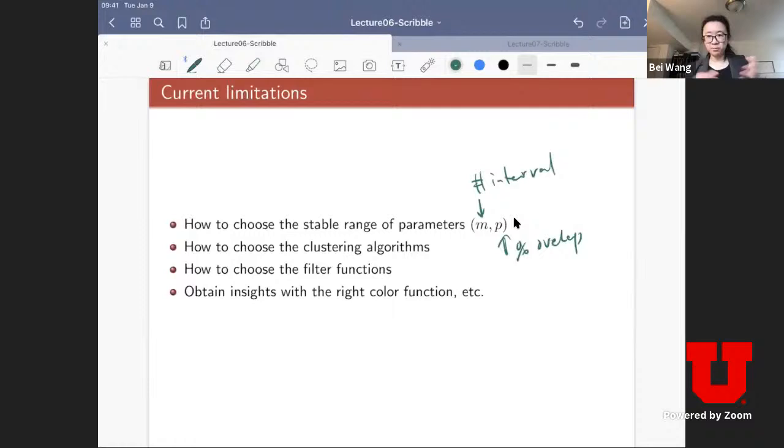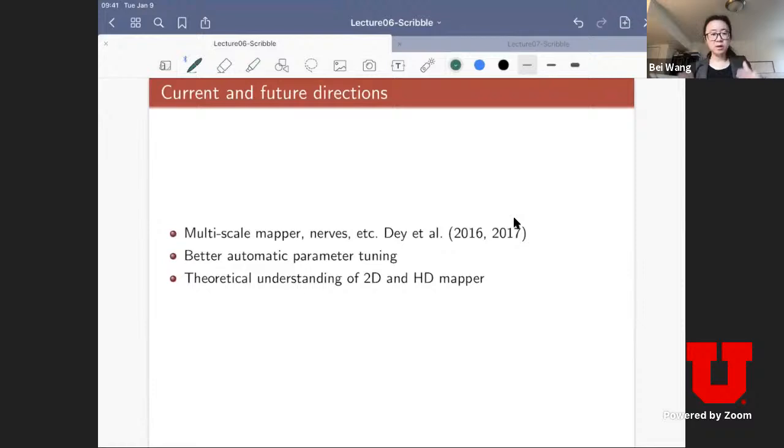There have been other variations of the mapper algorithm, and it's still a very active research area in topological data analysis and computational topology, where people are trying to figure out different variants of this algorithm and better automatic parameter tuning. Okay, so that's what I want to say today.